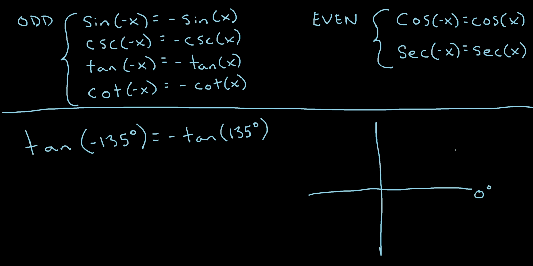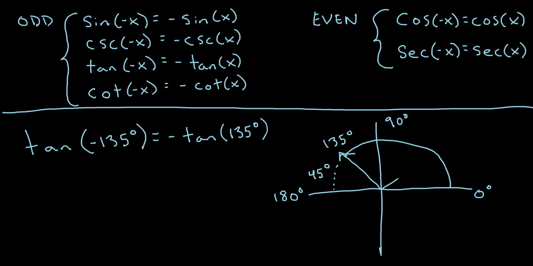if this is 0 degrees, right here is 90 degrees, 180 degrees, the angle 135, if we start from 0, would land somewhere over here. So this is 135. To find the tangent, it helps to first find the reference angle. So that's the difference between wherever this angle lands and the x-axis. So the difference between 180 and 135, that's 45 degrees. So that's our reference angle.